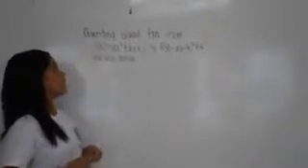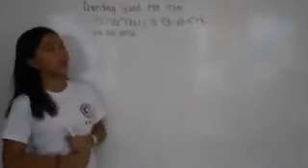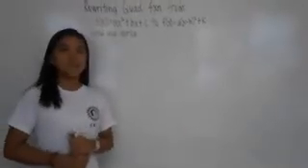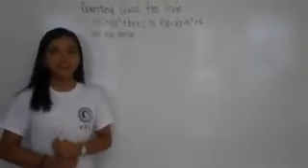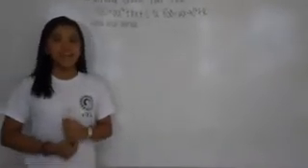Hello everyone, I am here to discuss rewriting a quadratic function from f of x is equal to ax squared plus bx plus c to f of x is equal to a times x minus h squared plus k, and vice versa.